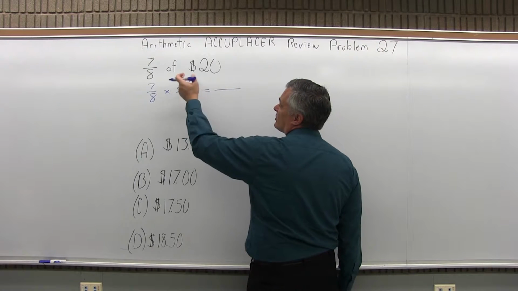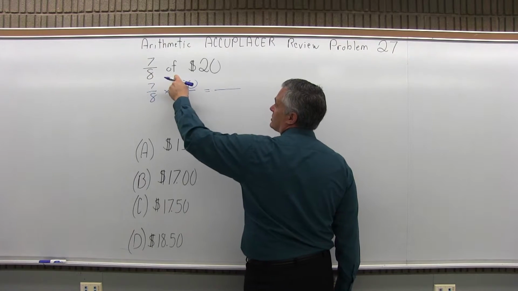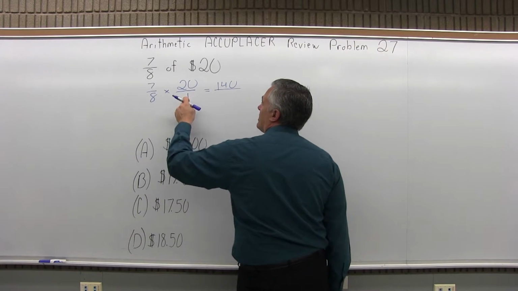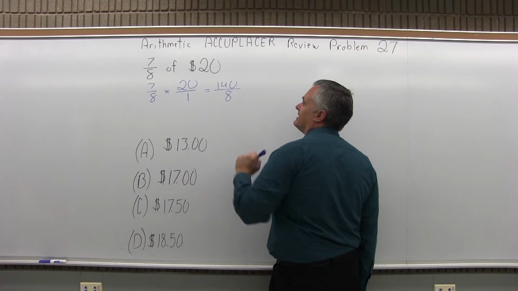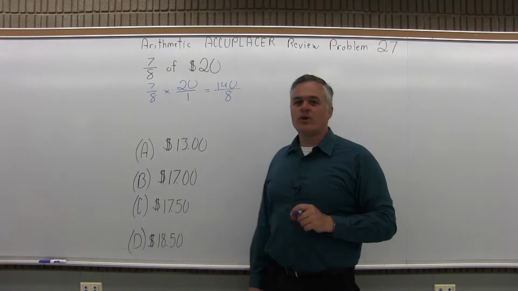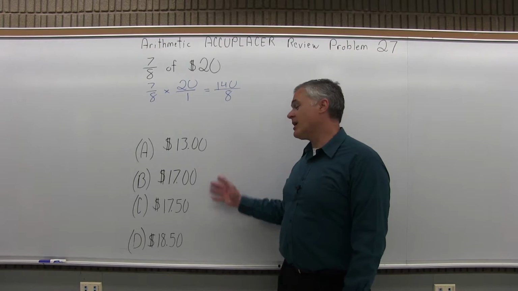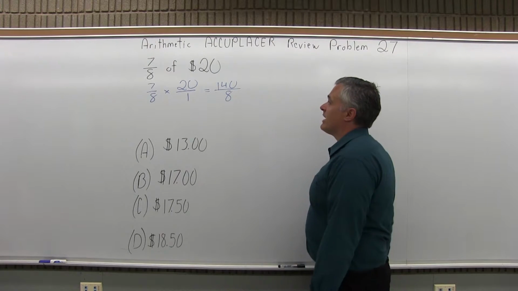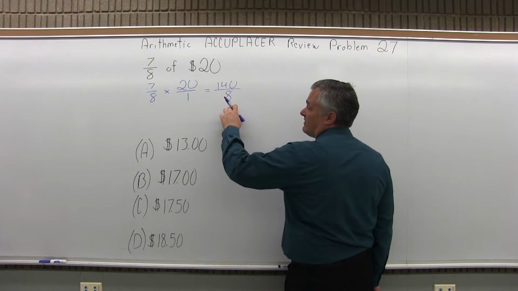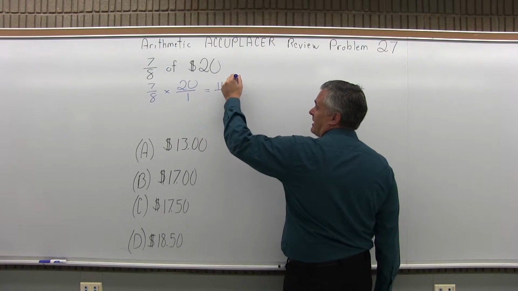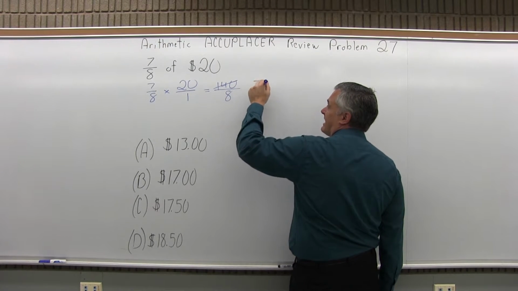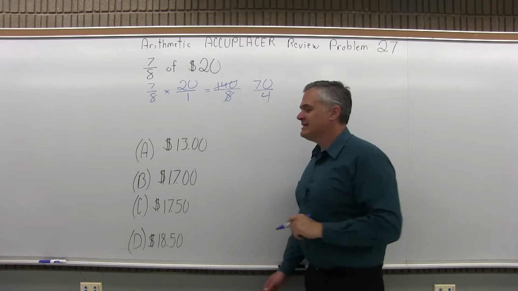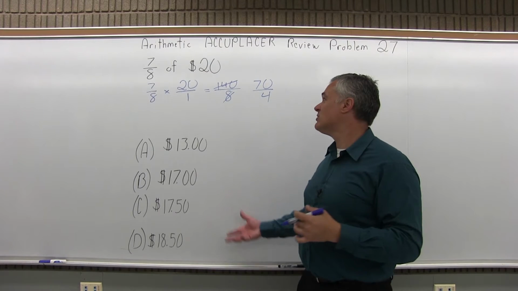The 8 doesn't go into the 20 evenly. I might as well go ahead and go top times top. 7 times 20 is 140. Bottom times bottom, 8 times 1 is 8. So I get 140 over 8, which is not any of my options. So I have to go ahead and start to simplify, reduce that however I can. I can see that they're both even, so I can at least cut them in half. So half of 140 is 70, and half of 8 is 4. 70 over 4. That's still not any of my options, so I have to do a little bit more.